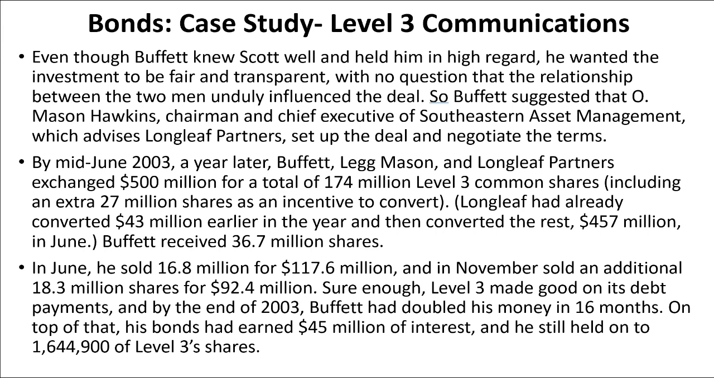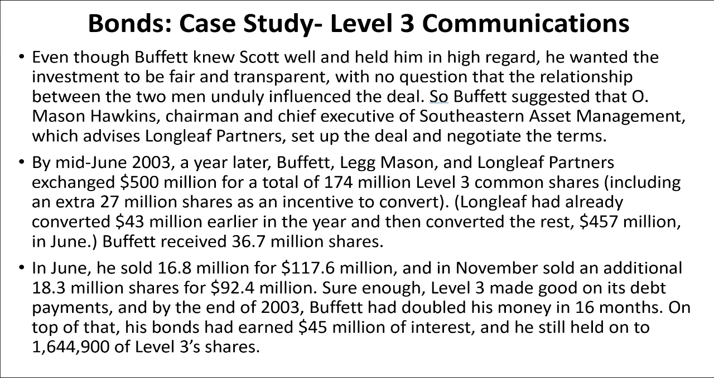So Buffett suggested that Mason Hawkins, chairman and chief executive of Southeastern Asset Management, which advises Longleaf Partners, set up a deal and negotiate the terms. So he put in a middleman to negotiate the deal, so that he doesn't get influenced because of the personal relationship between Scott and Buffett. By the end of 2003, a year later, Buffett, Legg Mason, and Longleaf Partners exchanged 500 million for a total of 174 million Level 3 common shares, including an extra 27 million as an incentive to convert.